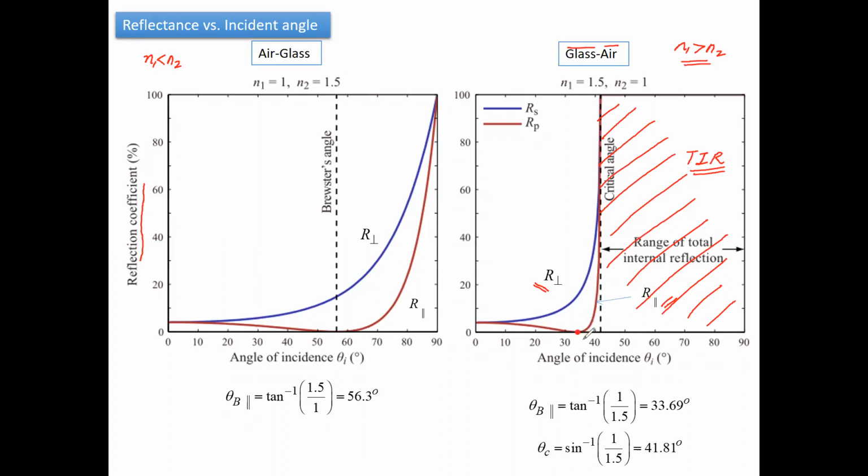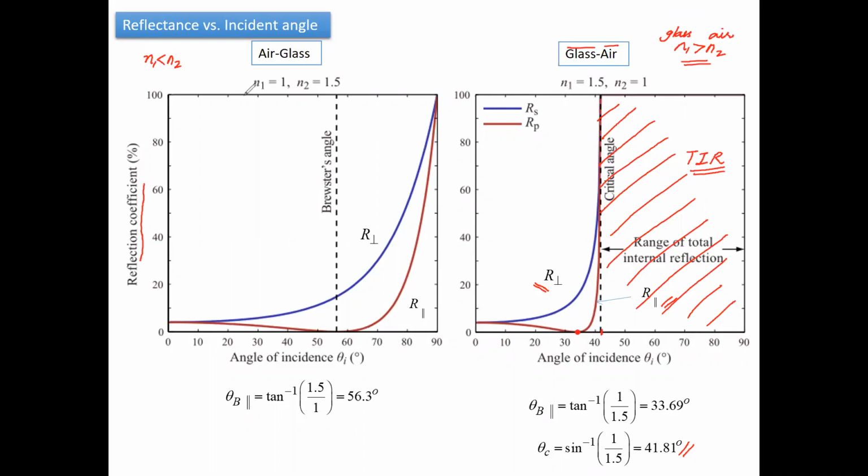So this is called the Brewster angle. How do you find the Brewster angle? Tan inverse, just now we got it, 1 over 1.5, which is equal to 33.69. And what is the critical angle? Sine inverse N2 over N1. So N2 is my air and N1 is my glass. 1 over 1.5, which is 41.8. So that's why at 41.8, you don't see any transmission.